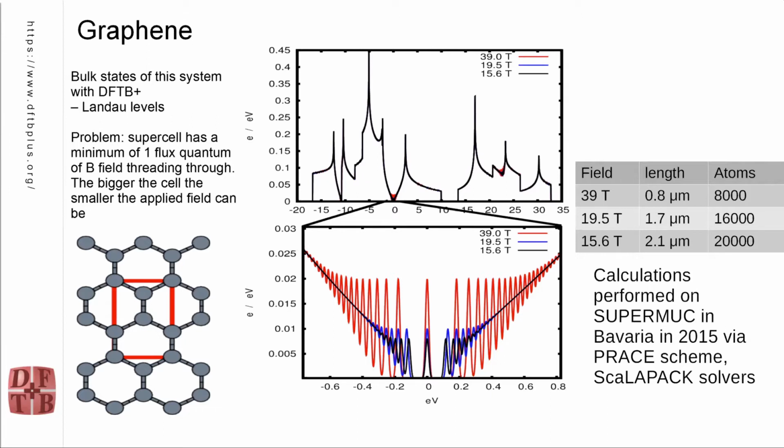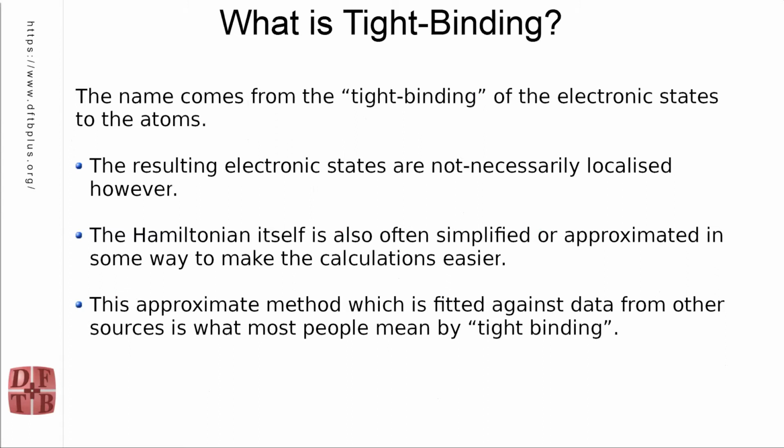Okay, right. So I said I would actually say a bit more about what tight binding actually is. It comes in a variety of different forms, but the name itself comes from the fact that you are using a set of functions associated with atoms to expand out the solutions to your problem. So the name comes from the fact that these are tightly bound to the atoms.